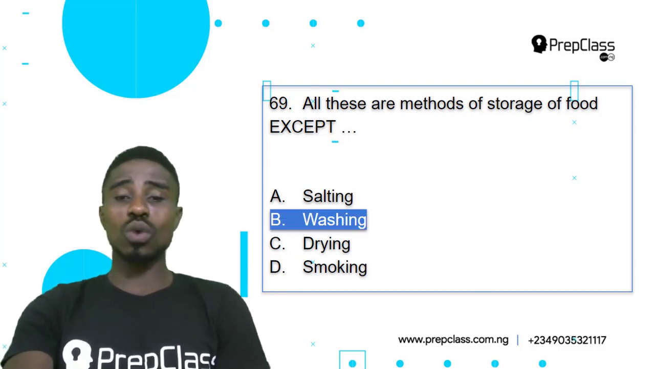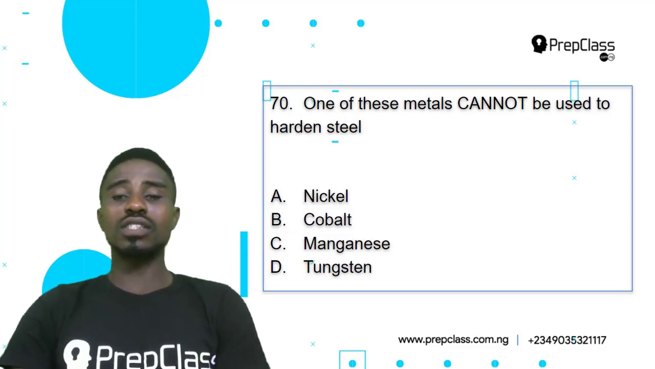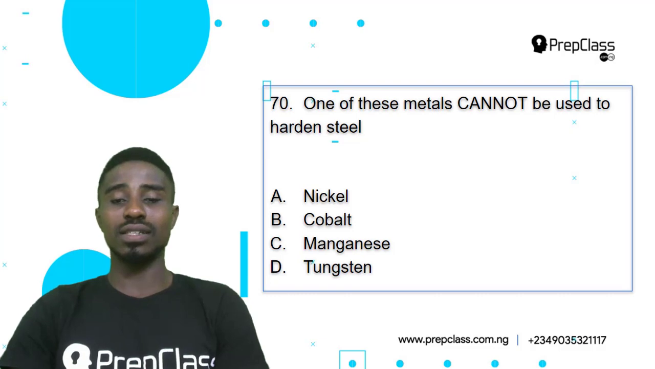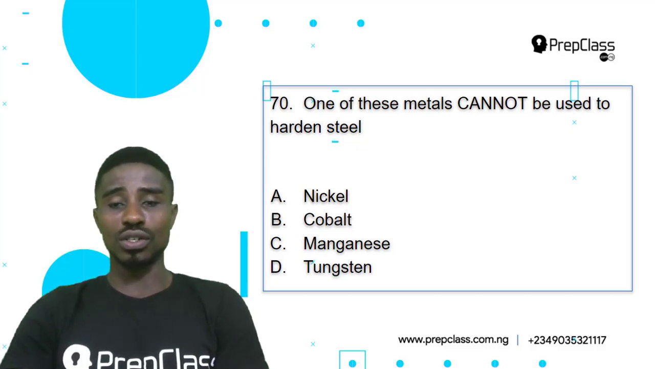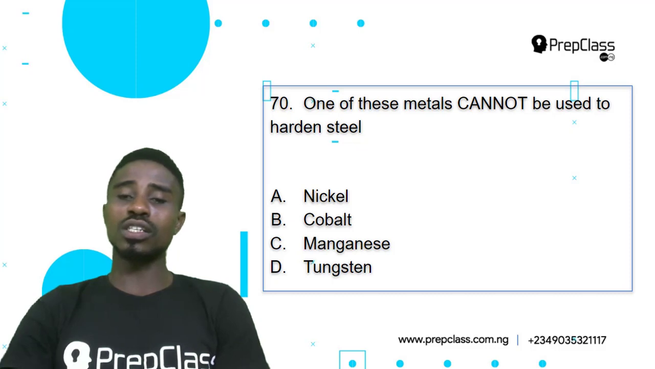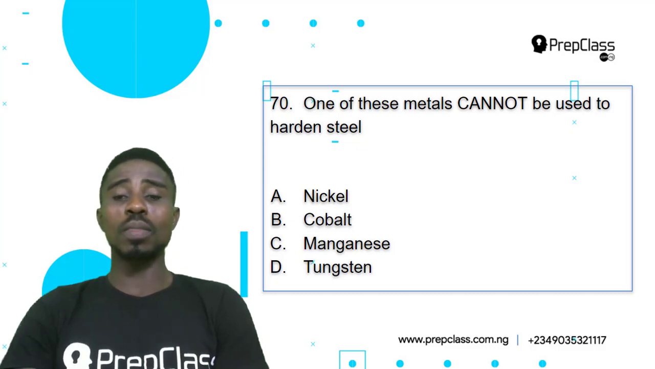Alright, let's look at the next question. Question 70. One of these metals cannot be used to harden steel. A, nickel, B, cobalt, C, manganese, D, tungsten. For us to carefully select the correct answer, we need to analyze all of the options and see which one best answers our question. Now, steel is a substance gotten from the mixture of iron and carbon.